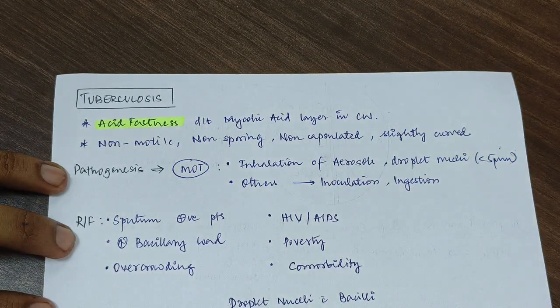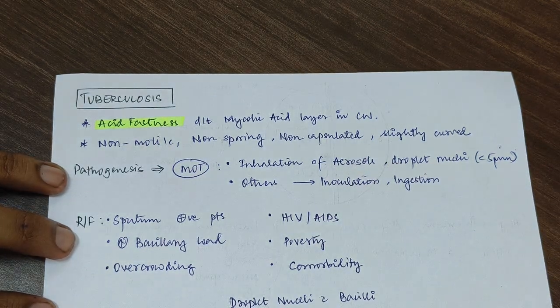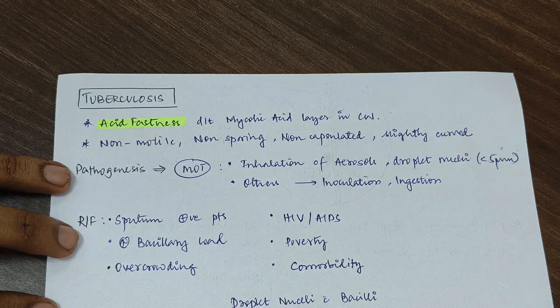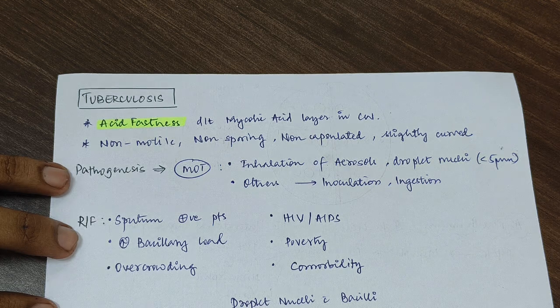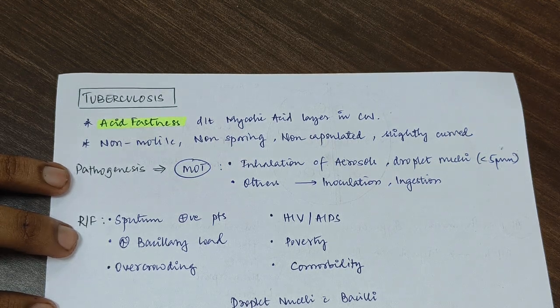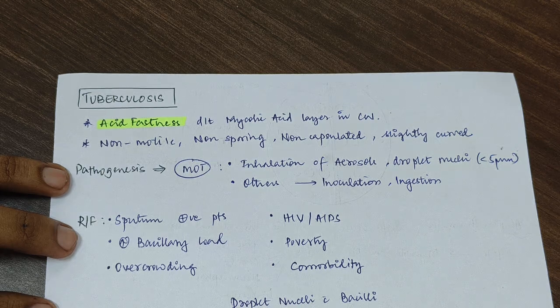Basically, what is called acid fastness? The ability of the bacteria to retain the primary stain irrespective of the secondary stain applied, or the mordant applied, or the last stain applied, the decolorizer. Even after applying the decolorizer, it retains the primary stain and does not take up the secondary stain, because of the thick layer and the mycolic acid.